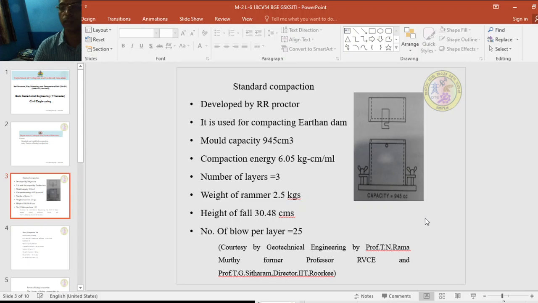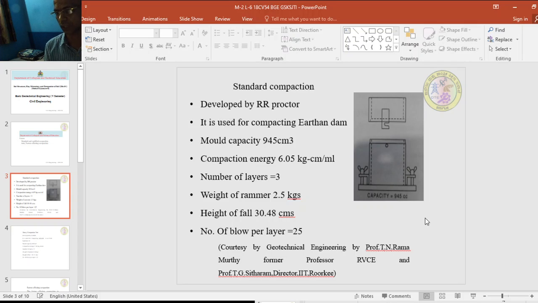In the light compaction test we apply a compaction energy of 605 kg centimeter per centimeter cube. The number of layers compacted is 3 layers. The weight of the rammer is 2.5 kg, and the height of fall we maintain is 30.48 centimeter. The number of blows per layer by the rammer is 25 blows per layer.